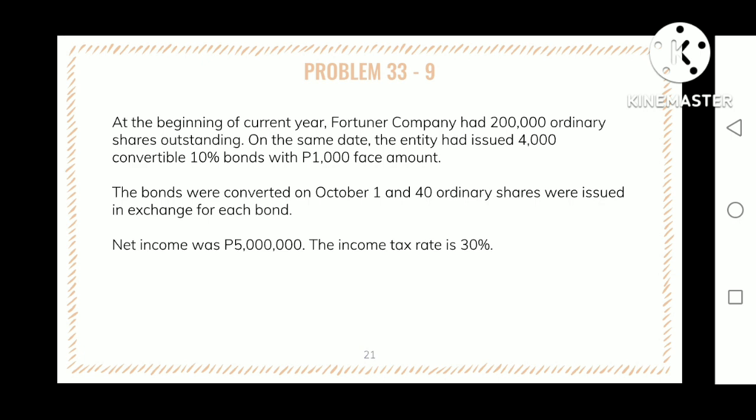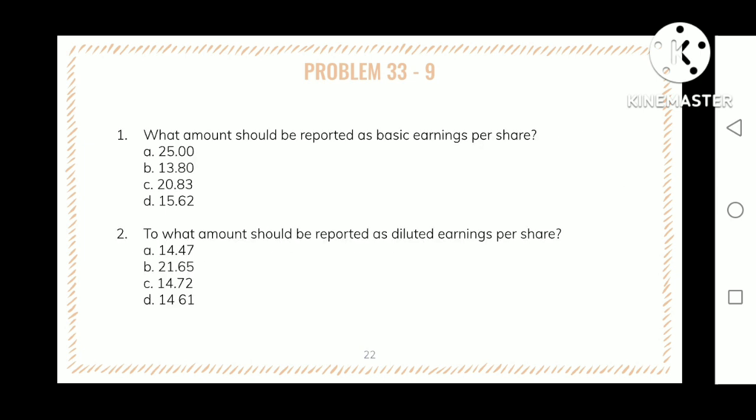At the beginning of current year, Fortuner Company had 200,000 ordinary shares outstanding. On the same date, the entity had issued 4,000 convertible 10% bonds with 1,000 face amount. The bonds were converted on October 1 and 40 ordinary shares were issued in exchange for each bond. Net income was 5 million. The income tax rate is 30%. The problems are what amount should be reported as basic earnings per share and what amount should be reported as diluted earnings per share.